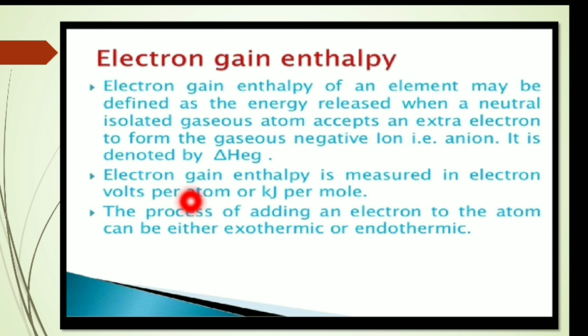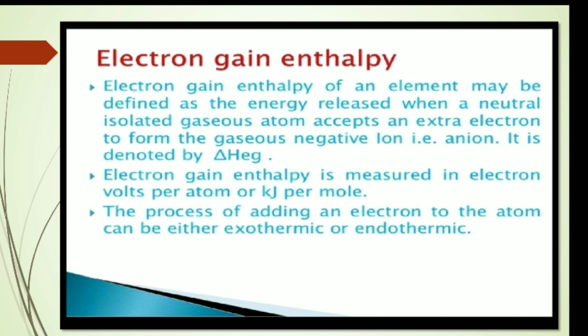Electron gain enthalpy is measured in electron volt per atom or kilojoule per mole. So this is a process of what? The process of adding an electron to the atom. It can be either exothermic or endothermic. Whenever electrons are added to the outermost orbit and energy is released, this process is exothermic. Mainly, this process is exothermic.